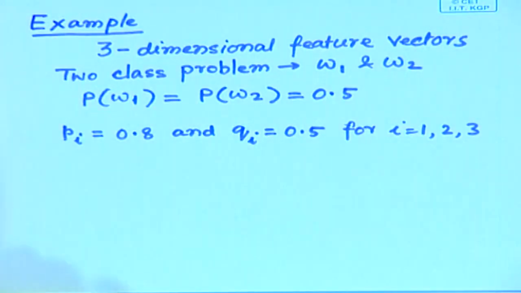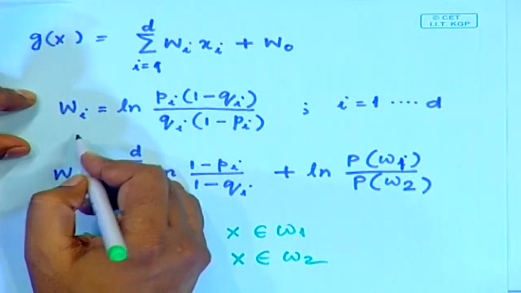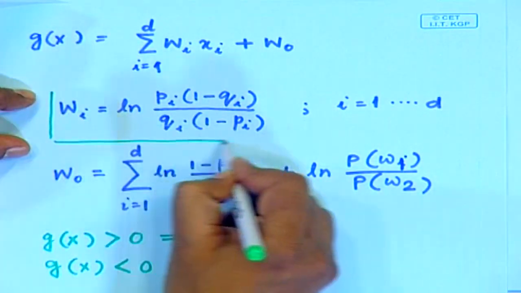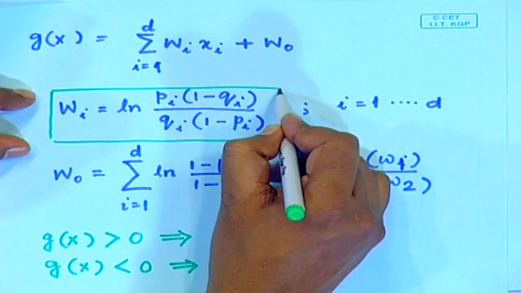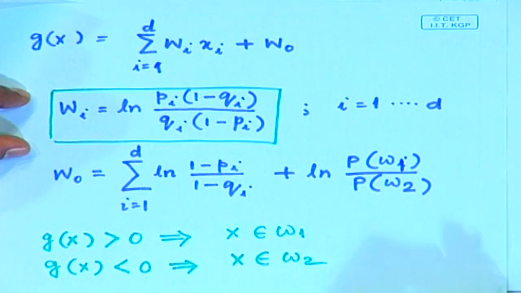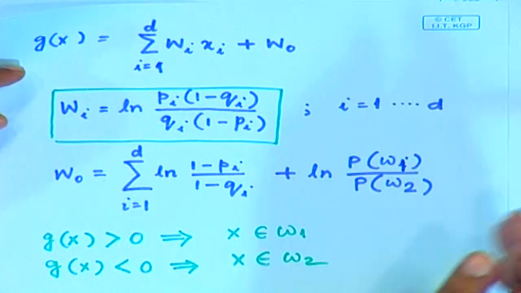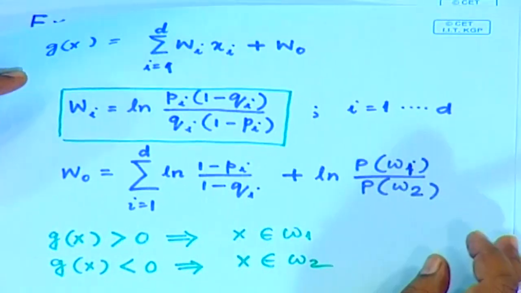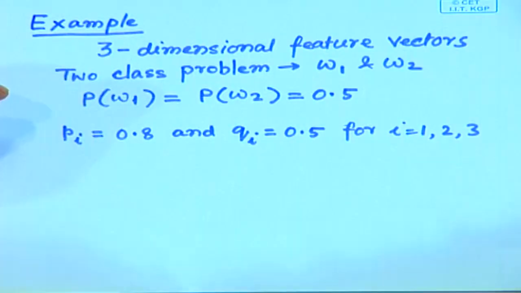So given these pi and qi values or probability values, I can compute the corresponding weight vectors. Simply from this expression, wi is equal to log of pi into 1 minus qi upon qi into 1 minus pi. For different values of i, I get different components of the weight vector wi.